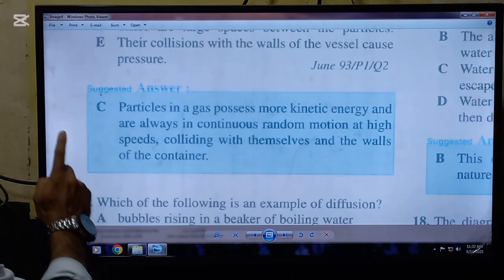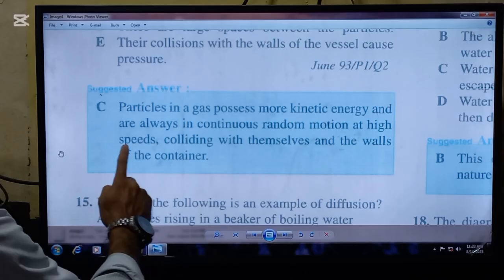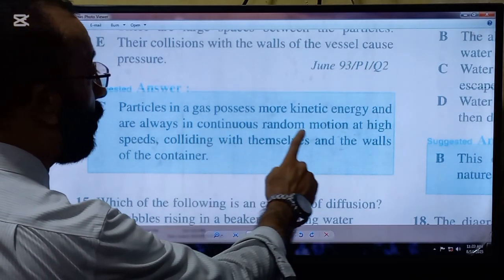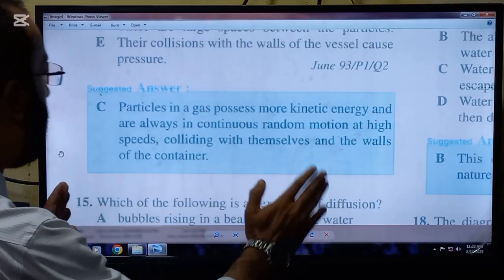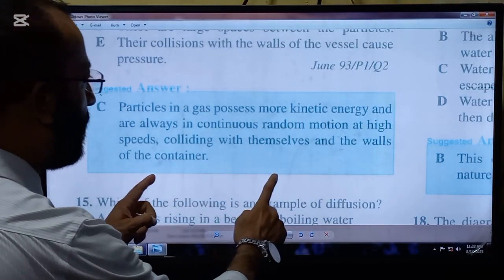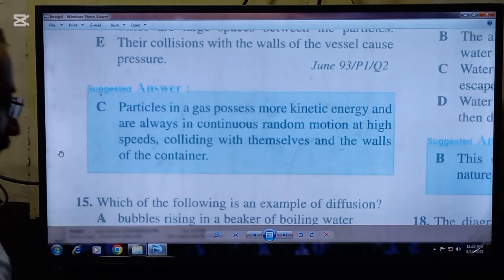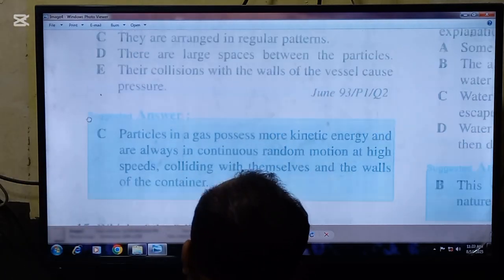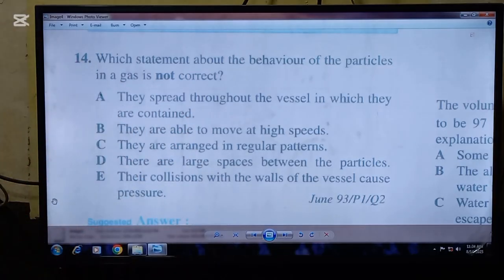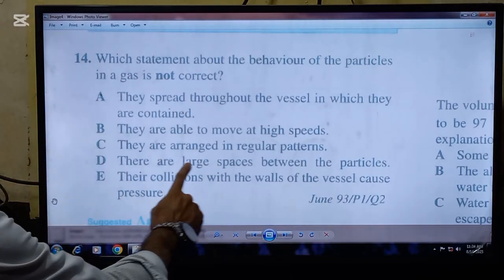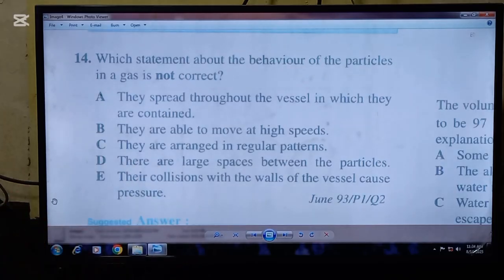So C part is the answer, and here is the explanation. Particles in a gas possess more kinetic energy and are always in continuous random motion at high speeds, colliding with themselves and the walls of the container. So C is the option which is not correct about the behavior of the gas, that they are arranged in a regular pattern. So C is the answer.